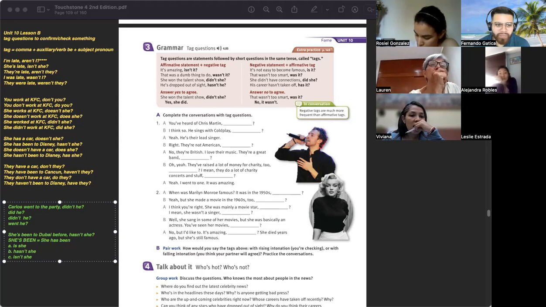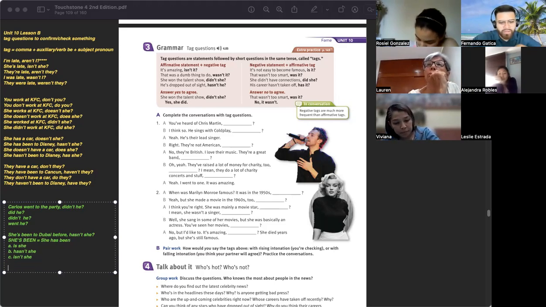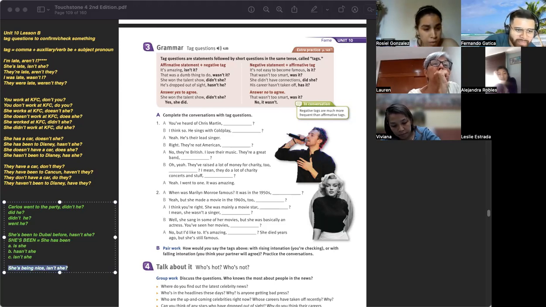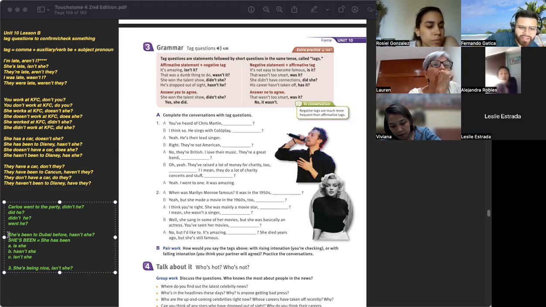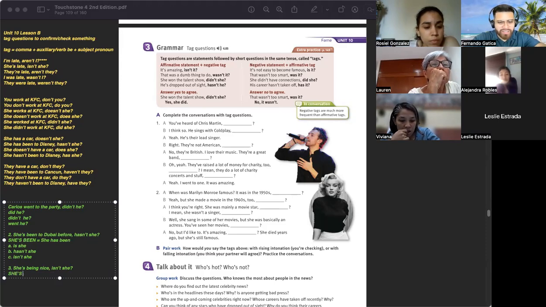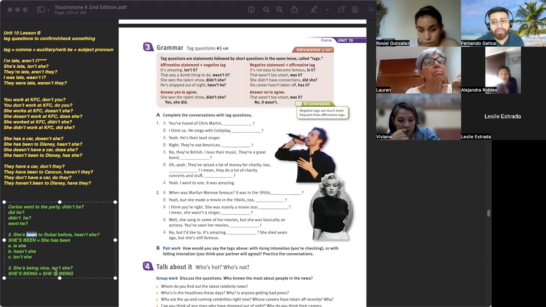You've got to be careful. Now, in this case, we would say, isn't she? Why in this case can we use isn't she in number 3 and not in number 2? Because it's present continuous. Exactly. In this case, she's being is she is being. How do I know? We have the past participle and then we have the verb ing. If it's verb ing, you know it's the verb be.